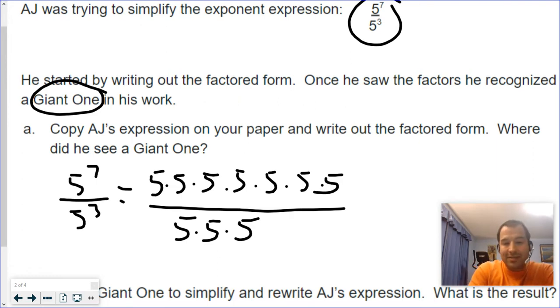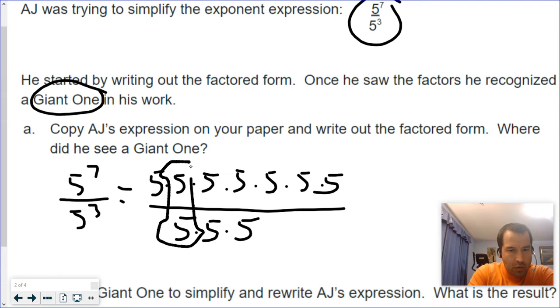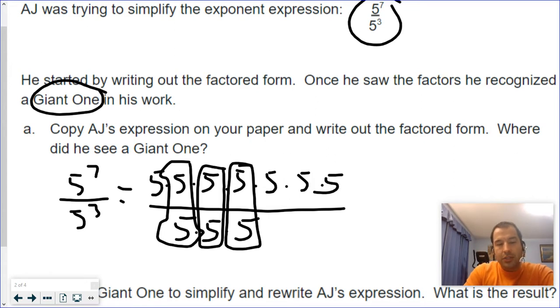In fact, it doesn't really matter what order. Remember, the commutative property says whatever order you want. So I'm going to say, hey, this right here is a giant one. I'm just not going to bother with that. That's a giant one. That's a giant one. So those giant ones cancel out and we are done with them.